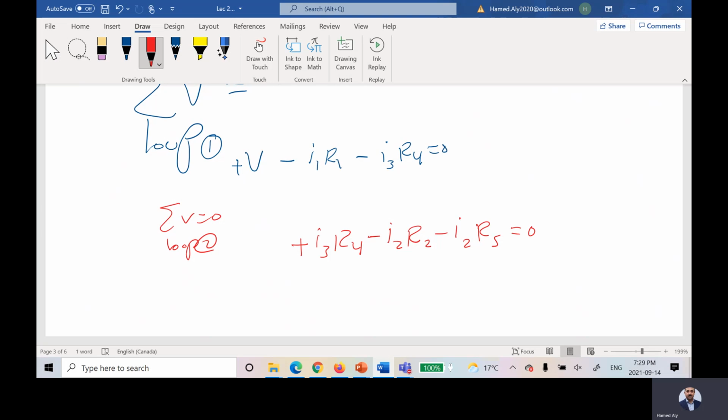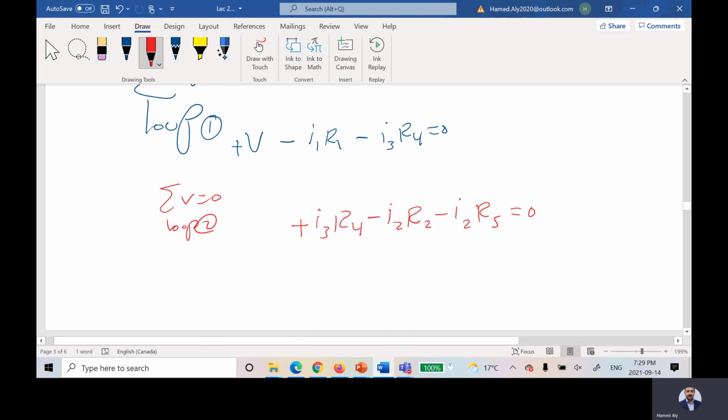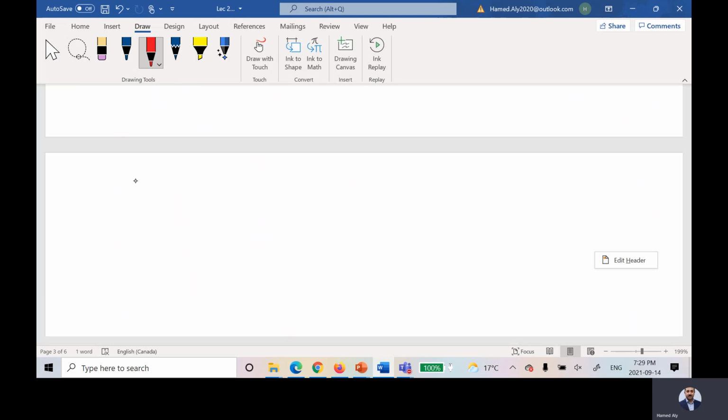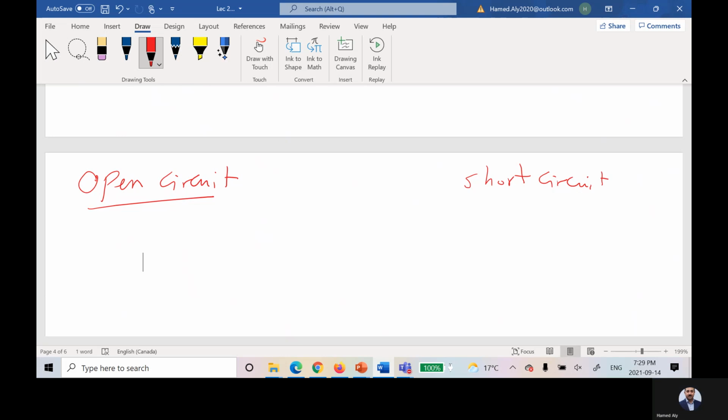Let us see two different problems which are talking about that story. But before start seeing these problems, I would like to talk about one more thing, which is open and short circuits. Then I will solve some problems with you. So let us see what is the meaning of open and short circuit. What is the difference between open and short circuit?